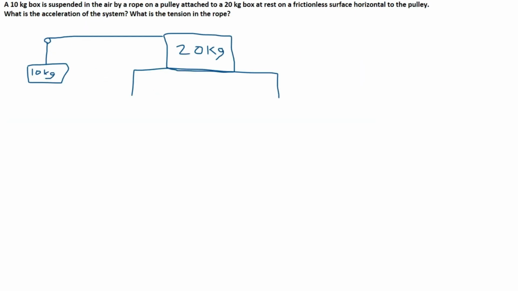For this next problem, a 10-kilogram box is suspended in the air by a rope on a pulley attached to a 20-kilogram box at rest on a frictionless surface horizontal to the pulley. What is the acceleration of the system? What is the tension in the rope? So we can find the acceleration in the system by using Newton's second law that says force is equal to the mass times acceleration. Now the net force on the system is just going to be the force of gravity acting on the 10-kilogram box, because the 20-kilogram box is on a frictionless surface.